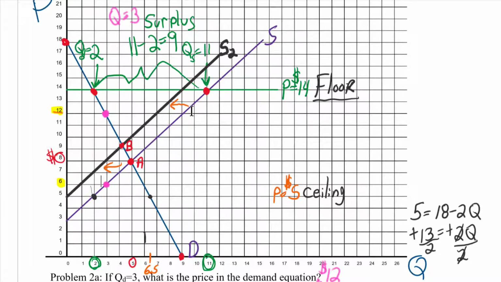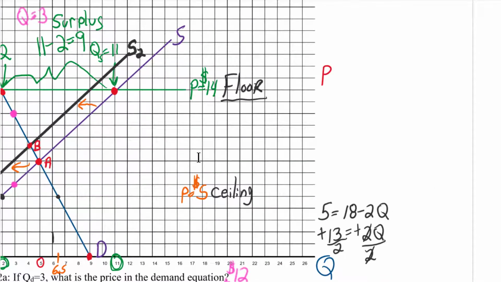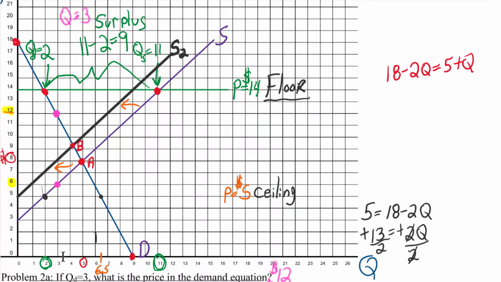Now that point B, at least the way I've drawn it, it doesn't look like it's on a whole number. So let's see what that new price and quantity are actually going to be. So our two equations, we have our old demand, 18 minus 2Q, and we want to set that equal to the new supply curve, 5 plus Q. So let's solve that for Q to see what we get. In the graph, it looks like it's around 4, maybe a little bit bigger.